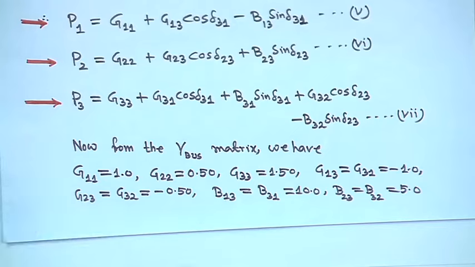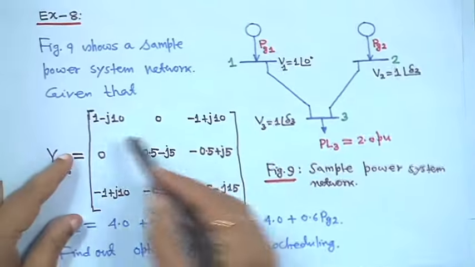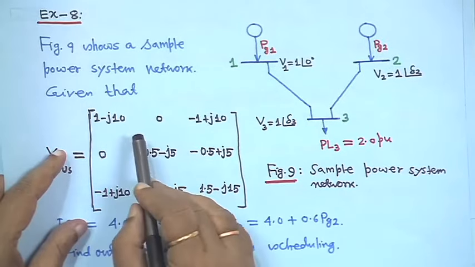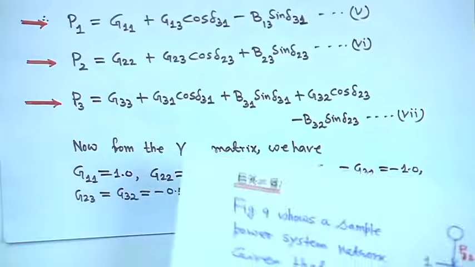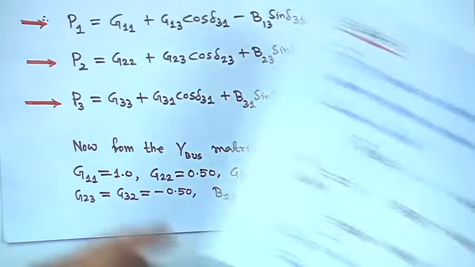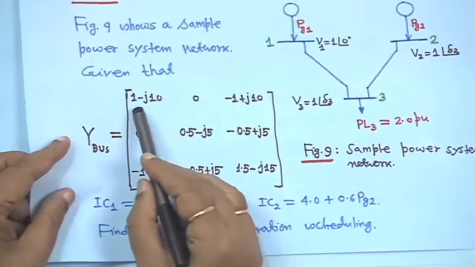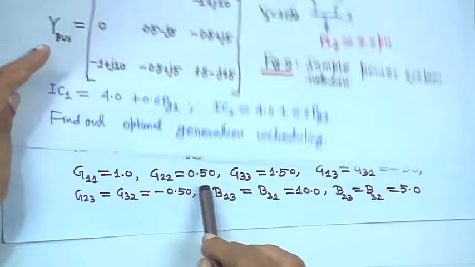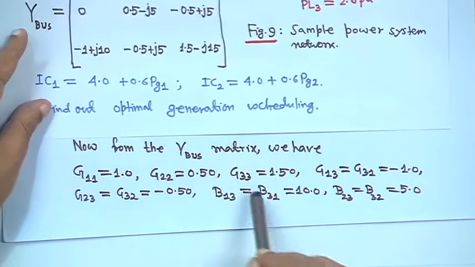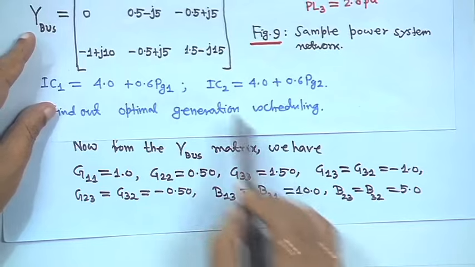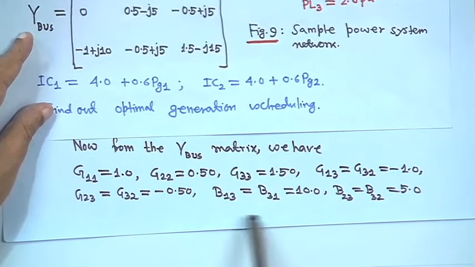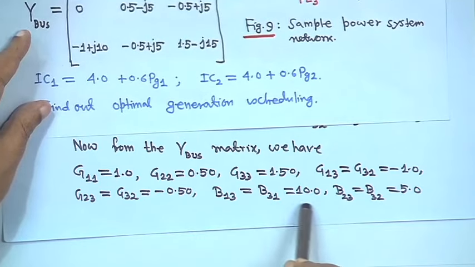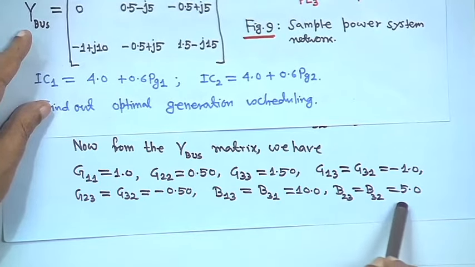Now, from the Y bus matrix we have all this data, right. Here g 1 1 is 1, then g 2 2 is 0.5 and g 3 3 is 1.5, right. Similarly, b 1 3, b 3 1 are all given, while b 2 3 and b 3 2 are required.